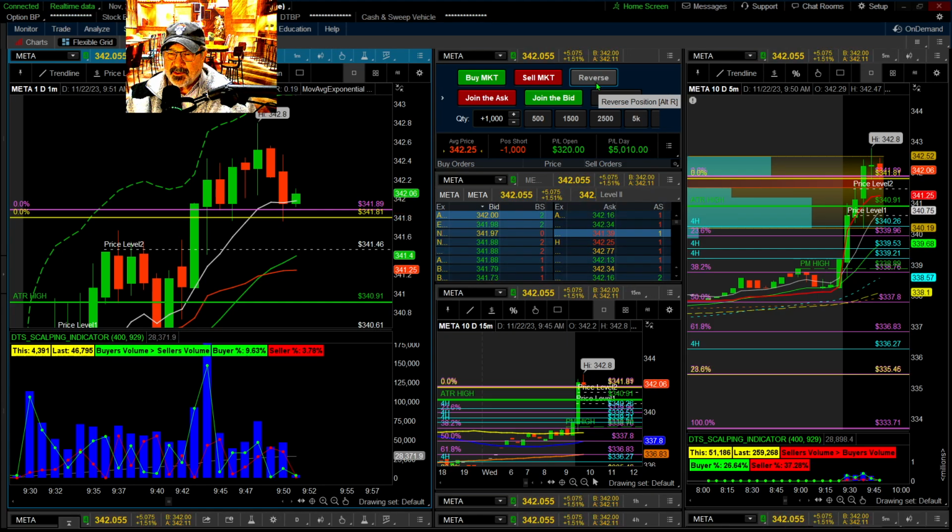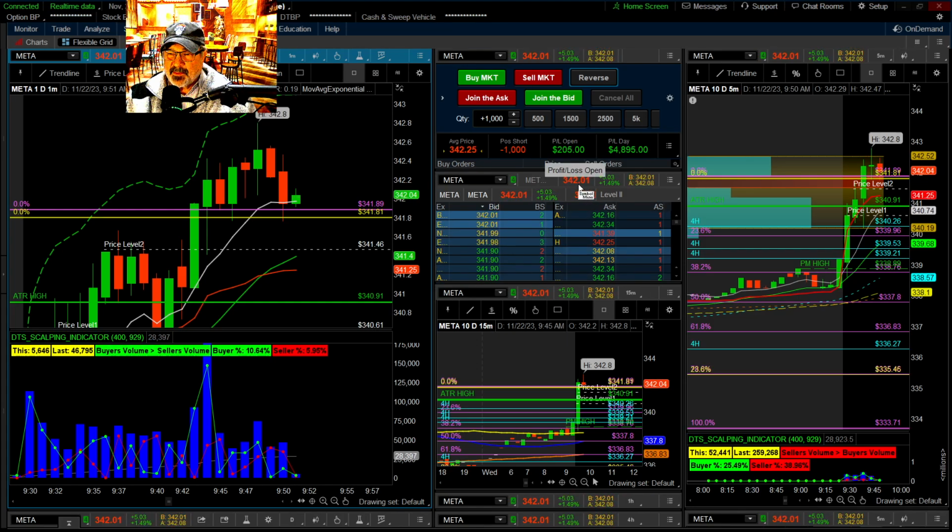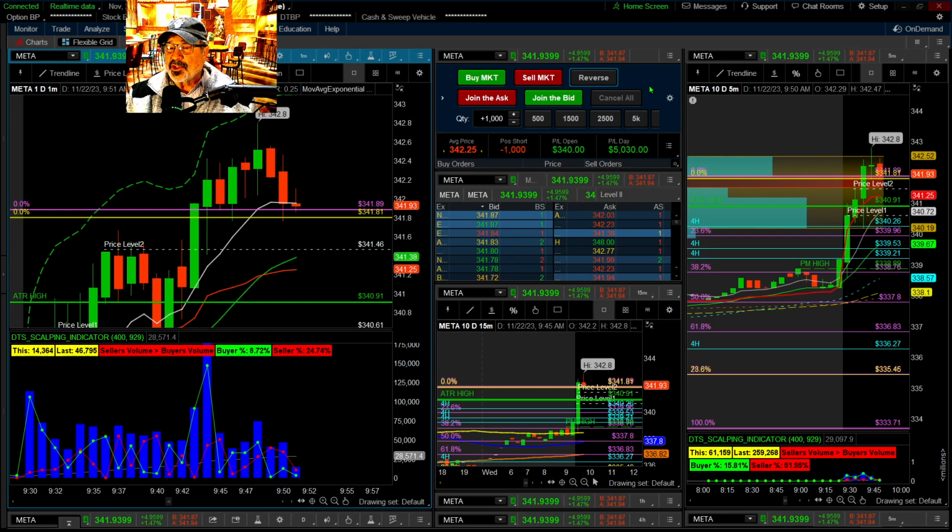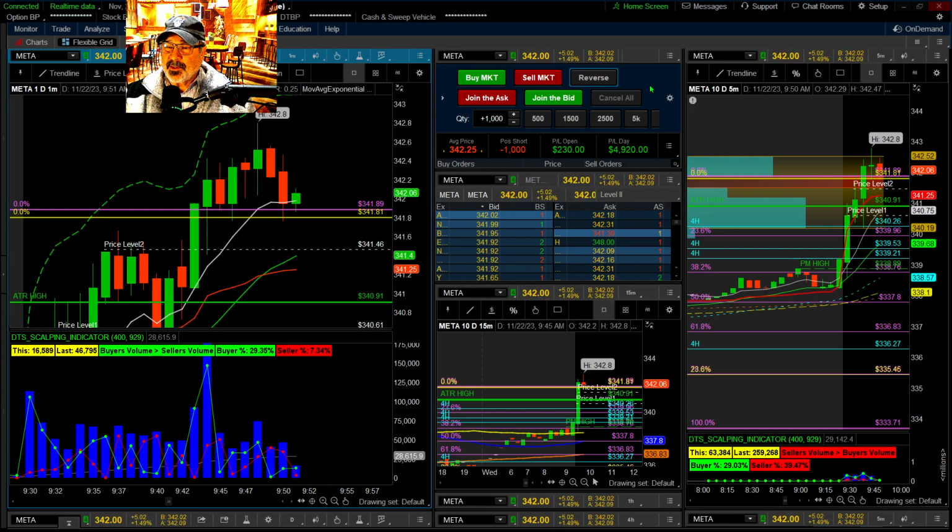Look at the level 2. This is what it's willing to give me. It's getting support right at the 342 even dollar amount here. Yep, there it went around. It should have reversed there. It called out to me, and I was just saying to myself as I was talking out loud that I need to hold the positions longer than what I'm doing and just calm down for these quick scalps.